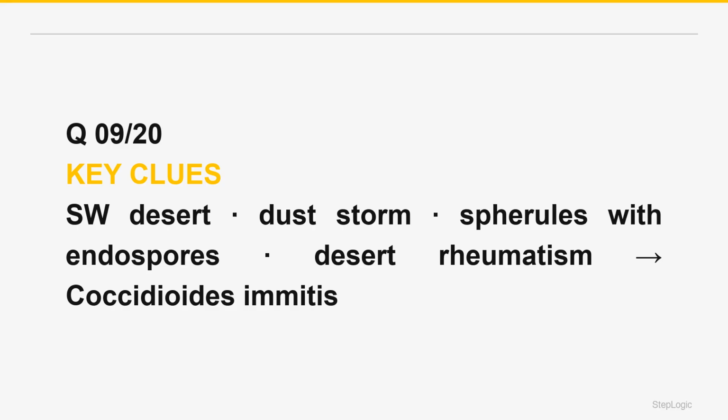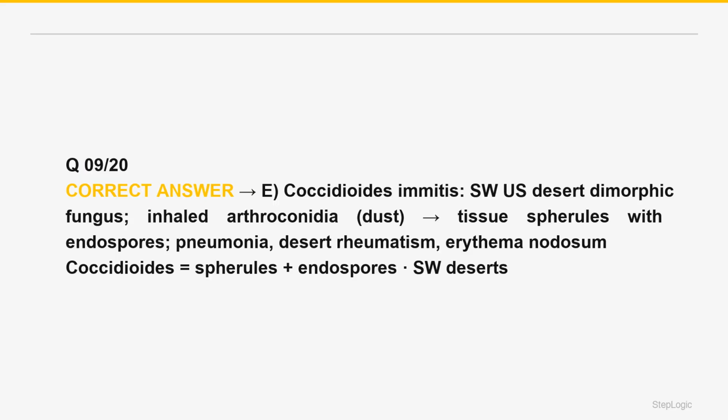In the warm soil, it grows as a mold with arthroconidia, but in tissue, at body temperature, it transforms into characteristic large spherules packed with endospores. The diagnostic histologic finding. The correct answer is E. The clinical picture is classic. Most infections are a self-limited flu-like pneumonia, but it can present with the triad of fever, arthralgias, desert rheumatism, and erythema nodosum, a hypersensitivity reaction signaling a good immune response.